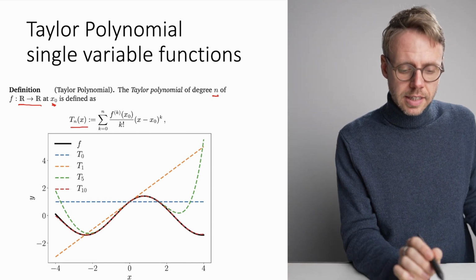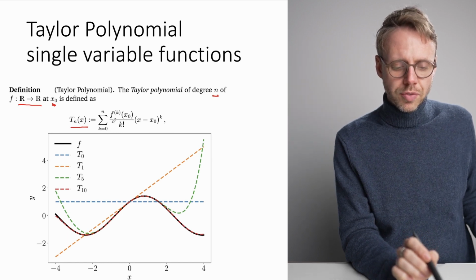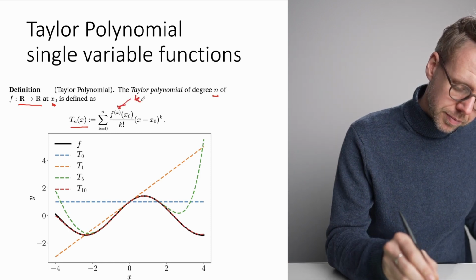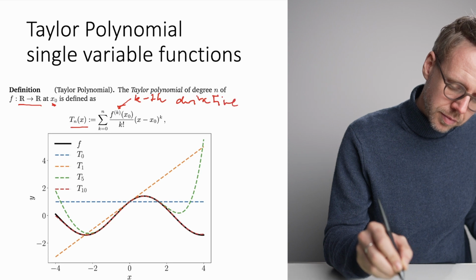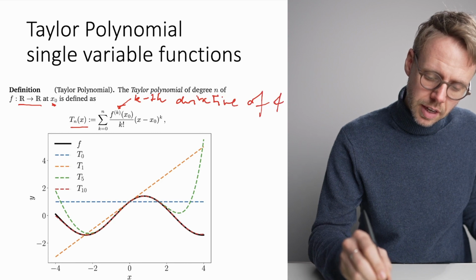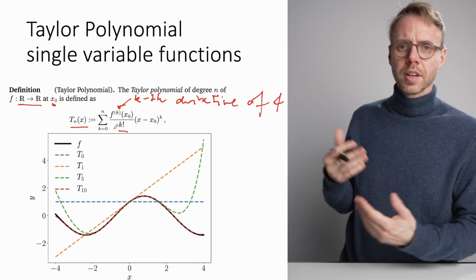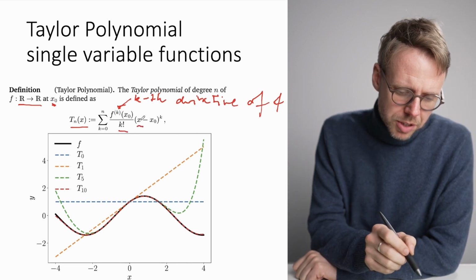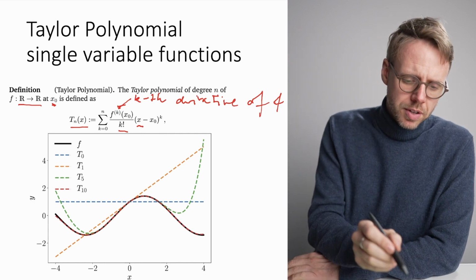And it's defined as the sum that goes from k equals 0 to n of the kth derivative of f at x0 divided by the factorial of k times the difference between the x where we actually want to evaluate the function and our point x0 to the power of k.